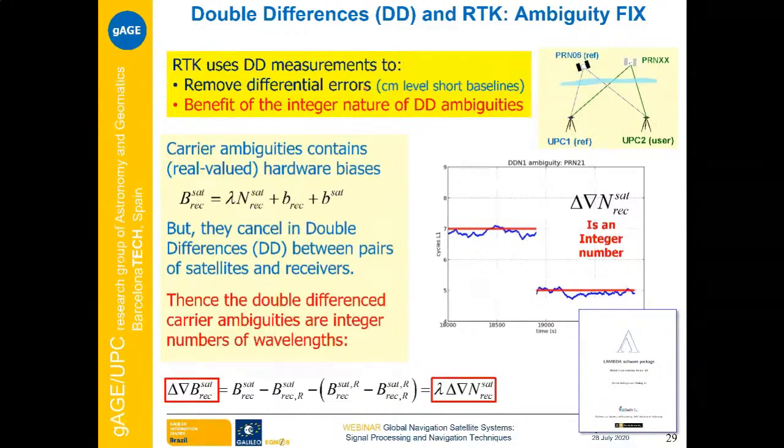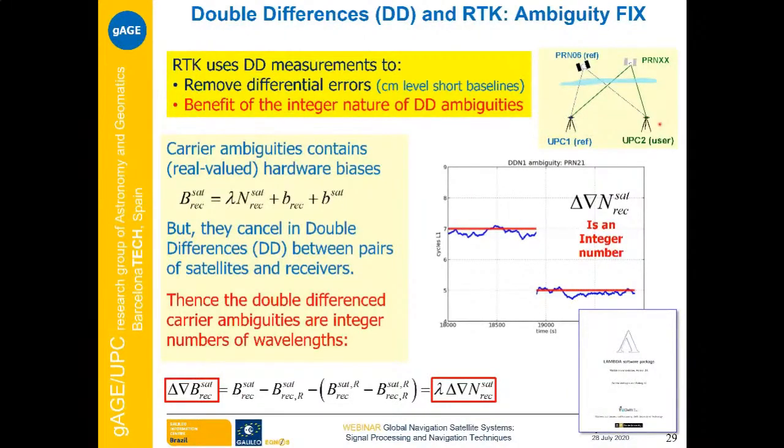We have to remove differential errors. Errors, as my colleague Adria commented before, errors due to the clocks, orbits, atmospheric propagation errors, and so on. Well, taking differences between receivers, we can remove these errors. Even taking single differences, we have a reference station and a receiver, and taking differences between the measurements in receiver, we can cancel this error.